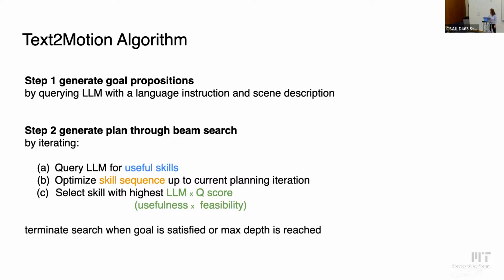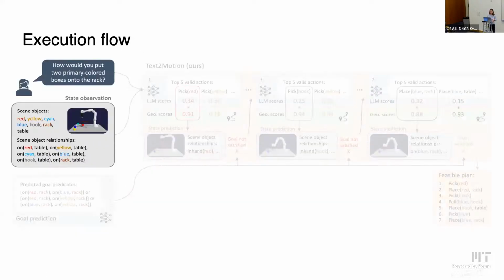And so we terminate the search when the goal that we generated in the first step is satisfied or the max depth is reached. Okay, so here's how this looks. I'm just going to run you through this algorithm. So here you first have the instruction from a user that asks, how would you put 2 primary colored boxes onto the rack? And we assume you have a vision system that can detect the scene objects, all the boxes, the hook, the rack, and the table. And we can also describe these predicates, these scene object relationships.